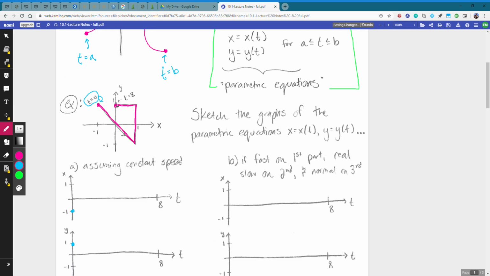All right, well, let's talk about this. During this first leg of the journey, our point is moving from this top left to this bottom right. What's the x coordinate up to? Well, since we're moving to the right, our x coordinate is steadily increasing, right, up to +1 when it hits this point. And so down here, our x coordinate is going to be steadily increasing, right, up to +1, that first leg of the journey.